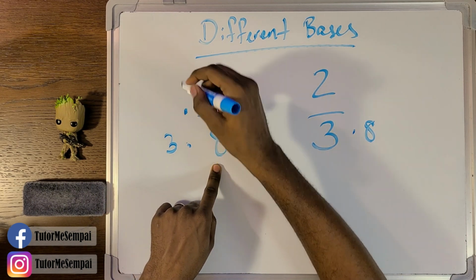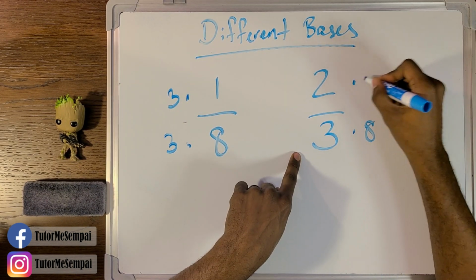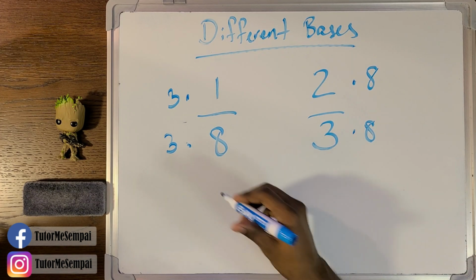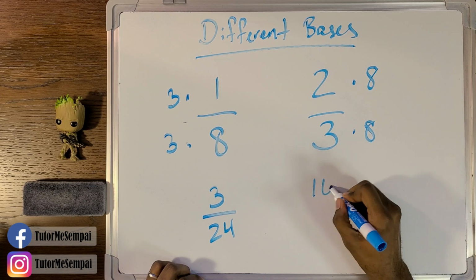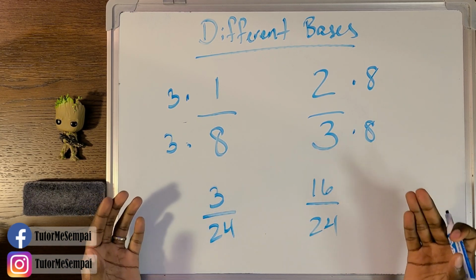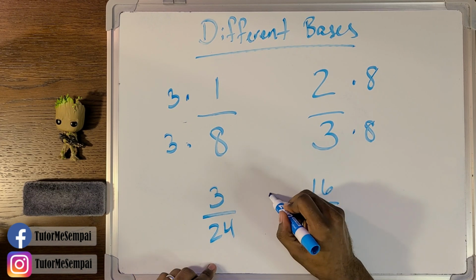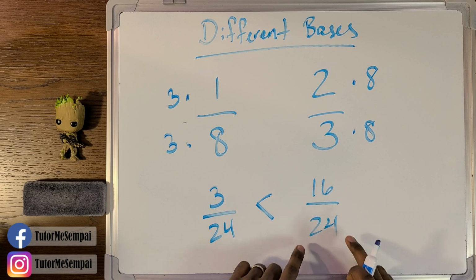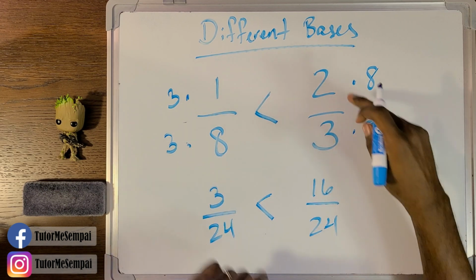So we're going to multiply this 1 by a 3 as well. And this 2 is going to be multiplied by an 8. And when we do this, we're going to get 3 over 24. And this is going to be 16 over 24. Now that we have the same denominator, let's compare the tops. Let's compare our numerator. Which numerator is bigger, 3 or 16? Our 16 is going to be bigger. Therefore, we know that 3 over 24 is less than our 16 over 24. Or we know that 1 over 8 is going to be less than our 2 over 3.